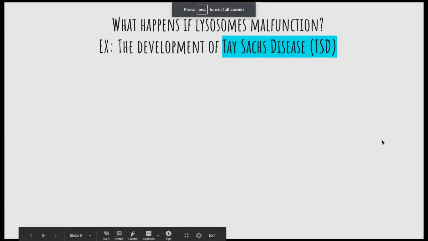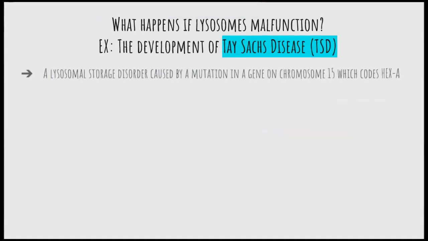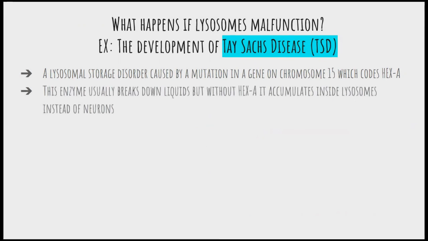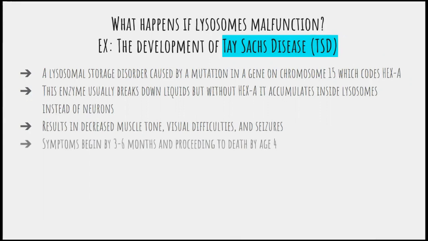So what happens if lysosomes malfunction? This can cause the development of Tay-Sachs disease, known as TSD. This is a lysosomal storage disorder caused by a mutation in a gene on chromosome 15, which codes Hex A. This enzyme usually breaks down lipids, but without Hex A, it accumulates inside lysosomes instead of neurons. This results in decreased muscle tone, visual difficulties, and even seizures.